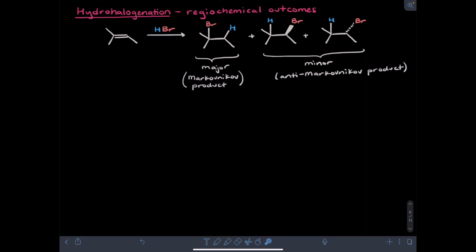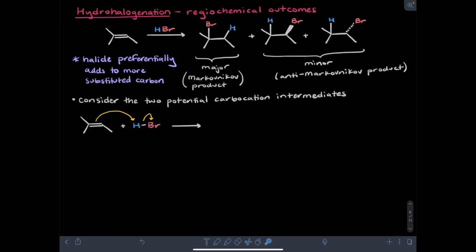Organic chemists refer to this major product, where the halide has added to the more substituted carbon of the alkene, as the Markovnikov product. And the product where the halide has added to the less substituted carbon is known as the anti-Markovnikov product. This is named after the discoverer of this regioselectivity, whose last name was Markovnikov. What we observe experimentally, and which we need to explain, is that the halide preferentially adds to the more substituted carbon of the alkene, in a Markovnikov manner.